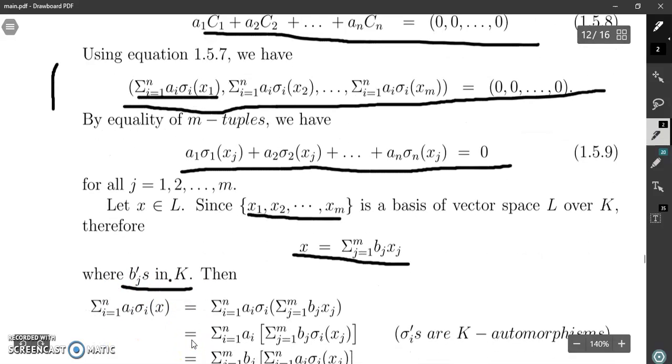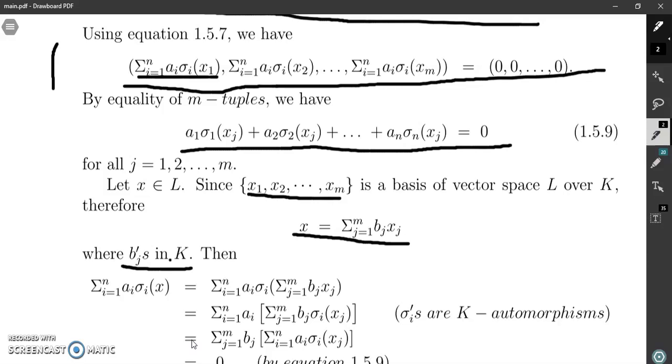Okay. Now we try to compute this by using equation number 1.5.9. Now observe that summation ai sigma i of x. We just compute the ith element. So it will be summation ai sigma i, putting the value of x here. Then it will be sigma i of this. But the sigma i's are K-automorphisms, so homomorphisms, so they preserve addition and multiplication.